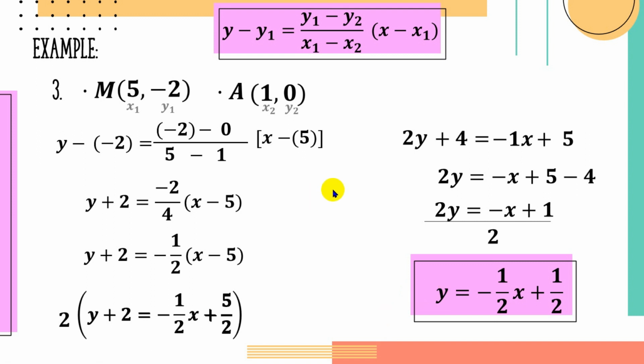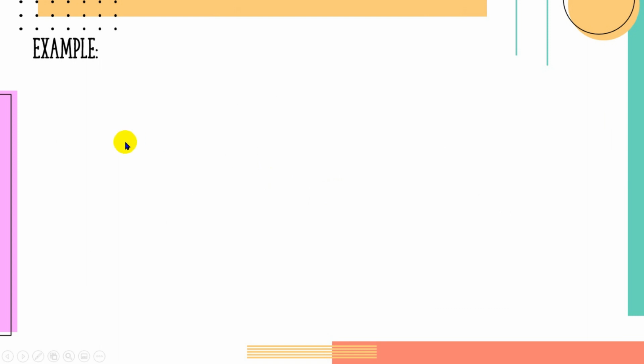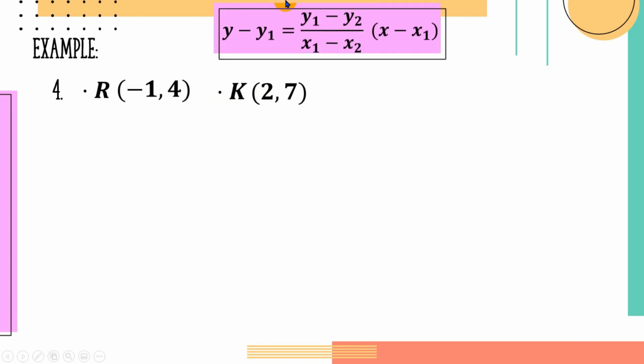Let's now proceed to our example number 4. So, for example number 4, given na rin po yung coordinates ng ating dalawang point. We have point R, negative 1 and 4, and then for point K, we have 2 and 7. We're going to substitute that in our 2-point form. So, you can pause this video for a while and you try it on your notebook para po malaman natin kung nakakasunod na nga ba sa ating topic for this video. So, pause nyo po muna, and then pagtapos nyo na po, saka nyo po i-play para po malaman natin kung tama yung inyong sagot.